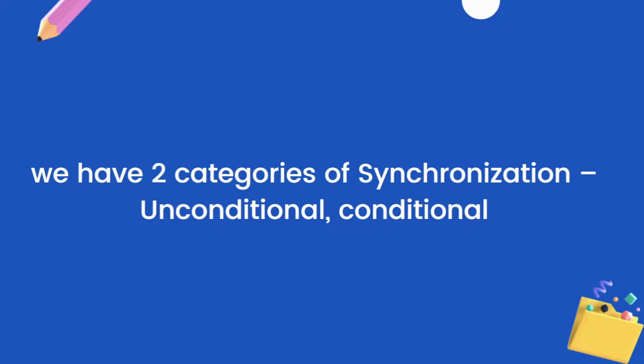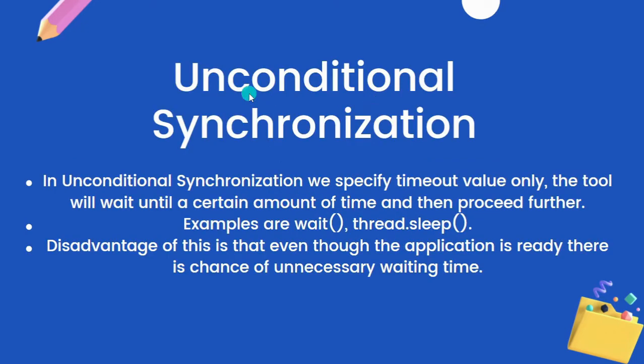They might ask you what is conditional synchronization and what is unconditional synchronization. So let's see them as well. The first is unconditional synchronization. As the name itself says, you don't add any condition. It works globally, which means it is applicable to all the web elements. Examples are wait and Thread.sleep.